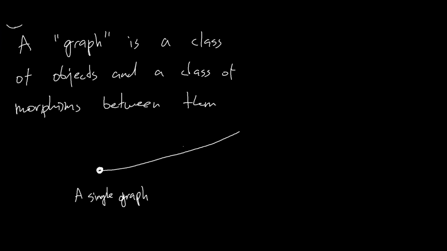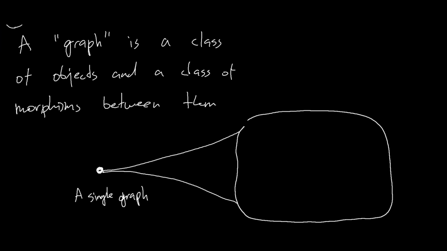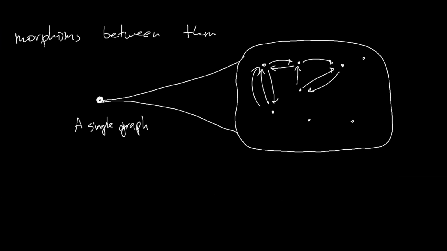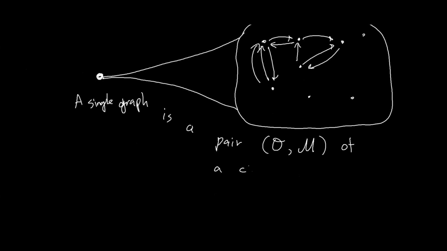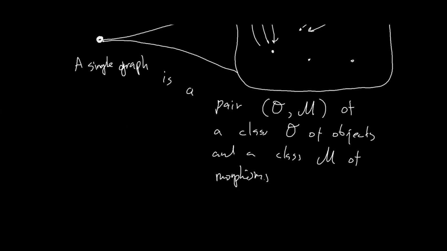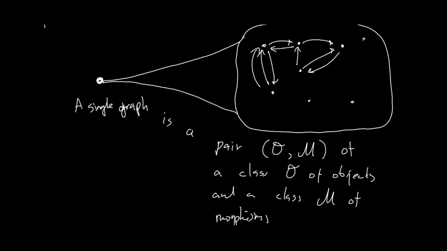is what? It's an object itself, right? But now its internal structure is given by some objects and some morphisms between them. And these have to be named in advance. We should not have a dispute as to which objects and which morphisms go in a specific graph. The single graph is a pair. We can think of it as a pair consisting of O and M. So a class O of objects and a class M of morphisms. And we assume here that every morphism remembers what its source is and what its target is. In other words, what its domain is and what its codomain is.